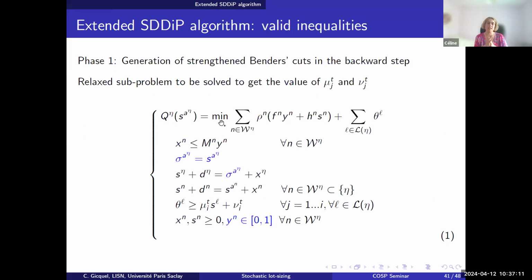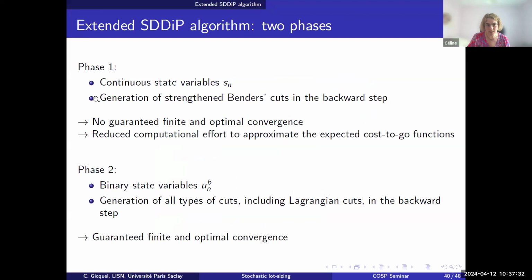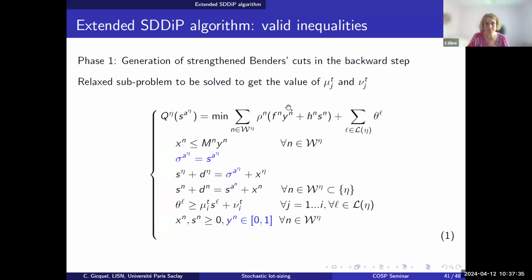And the last ingredient is the use of valid inequalities. I've already mentioned them as a way to, of course, speed up the resolution of each of these subproblems. But here I would like to discuss another way of using them. To understand it, we need to focus on what we do in phase 1, where we generate these stress-embedded cuts. So basically, these cuts are like Benders cuts with a slight modification for nu. But here, basically, to obtain the values of the mu and the nu involved in this cut, we need to solve a relaxed subproblem.